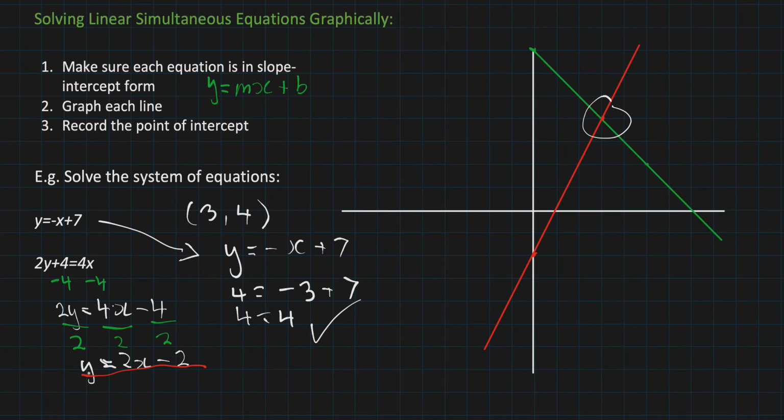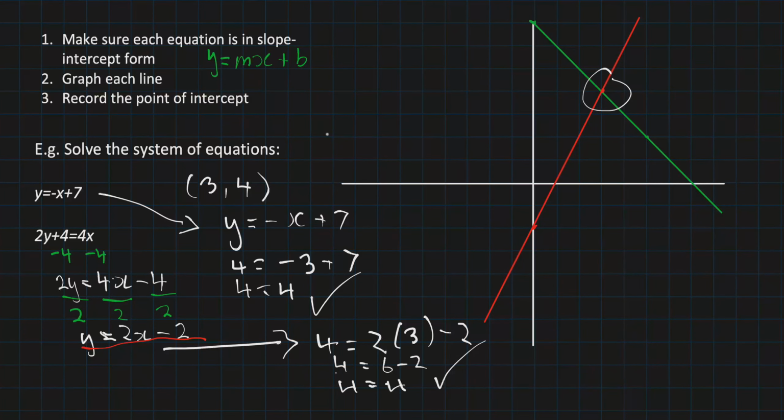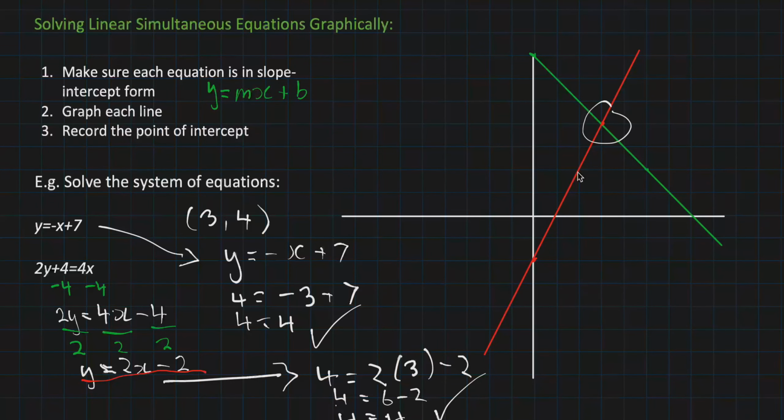Same thing with this one. If y is equal to 4, so 4, let's move this on over here. 4 equals 2 times 3 minus 2. I'd end up with 4 is equal to 6 minus 2. 4 equals 4. And this one works. So this becomes our solution. This point here. So when x is equal to 3 and y is equal to 4, we have a solution to this system of equations, that point of intersect there.